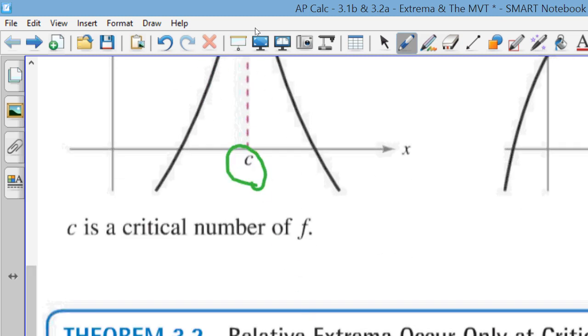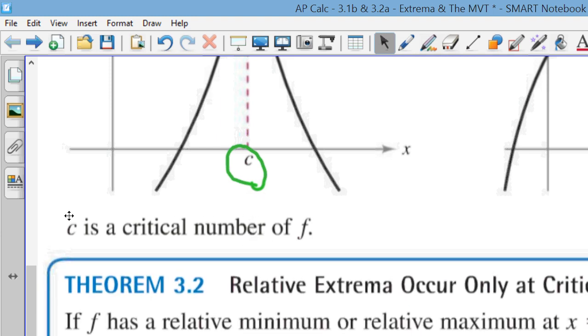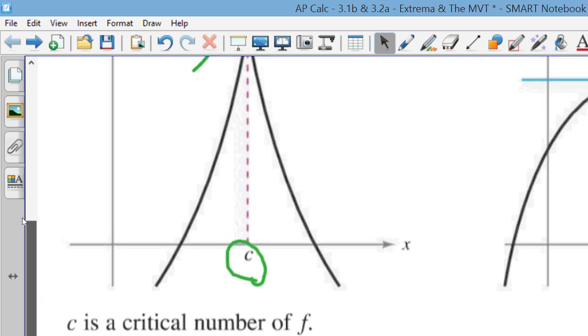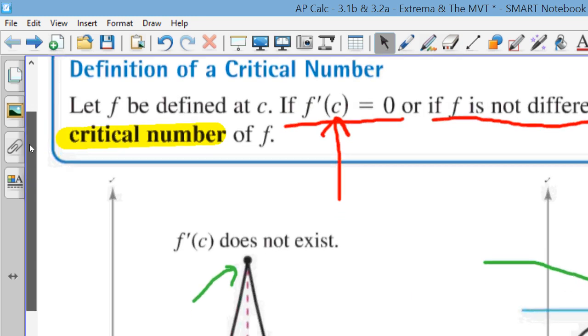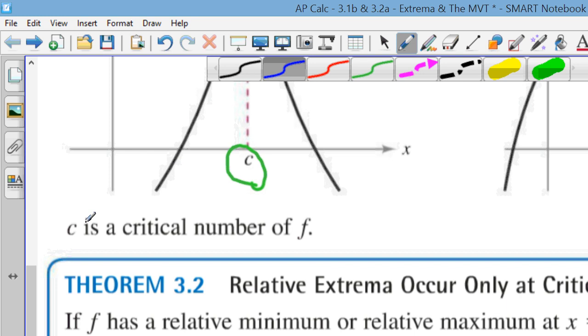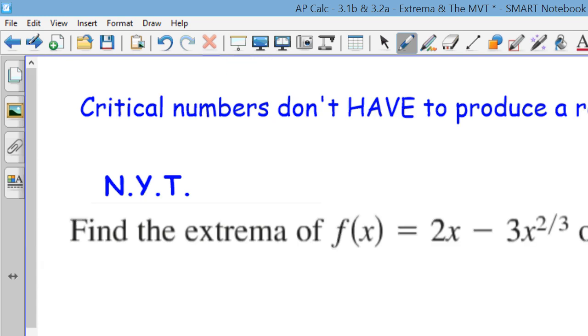And here's the deal. Relative extrema only will occur at critical numbers. So if there's a relative max or a relative min, it has to be a critical number. In other words, if you have a relative extremum, it has to either be that the derivative doesn't exist or the derivative is 0. So this is kind of important to know. So could an endpoint of an interval be a relative extremum? No, I would say no. So this is saying it is a critical number if it's a relative minimum or a relative max. So just some definitions here, and let's kind of wrap this section up.